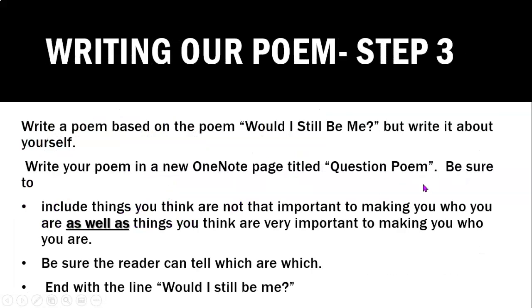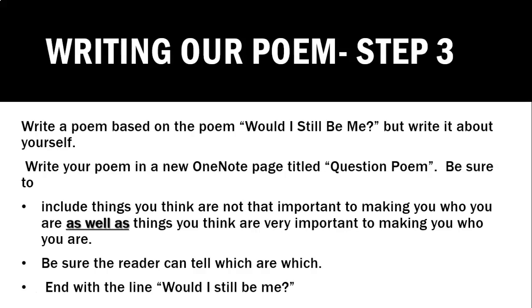Okay, so here's the next step. Once you've gone through and brainstormed everything, and then you put an X or a check next to it, you're going to use the example that we read together to write a poem. You're going to title it Question Poem. So you have to make a new page in OneNote and title it Question Poem. And you're going to ask yourself the same kinds of questions that they did in the original poem. If this was true or if this was different, would I still be me?